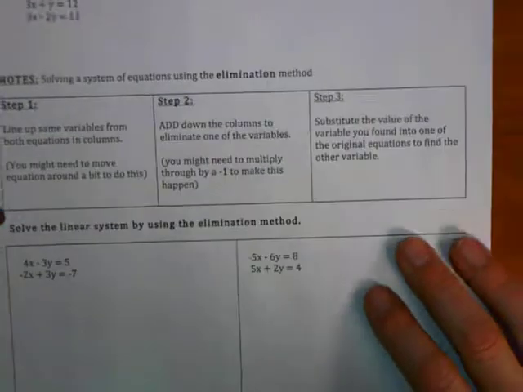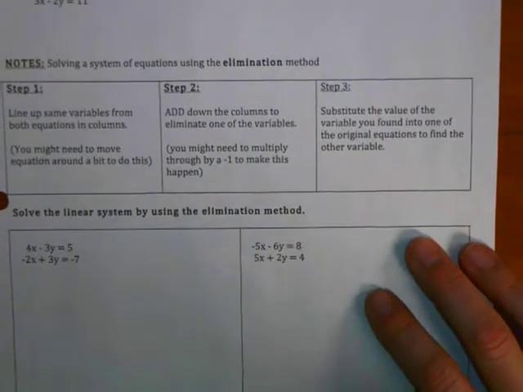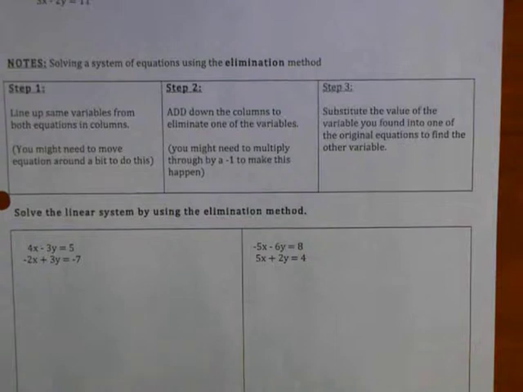All right, so elimination. This is another way to find that ordered pair, that point of intersection.